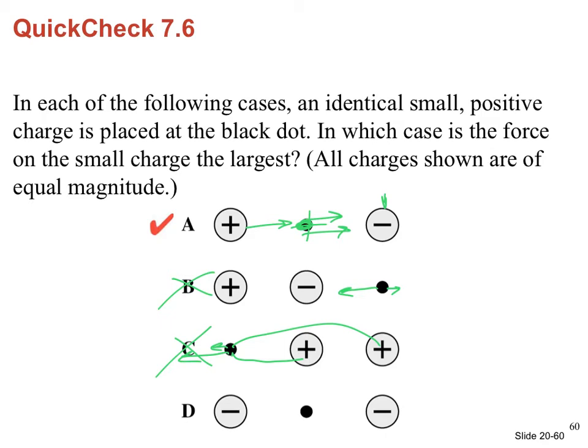And D, what's going to happen at D? Well, there's an attractive force here and an attractive force here. So my net force in case D is going to be 0. So that's not it. So A is our correct answer, as it was obviously already marked. The largest net force.